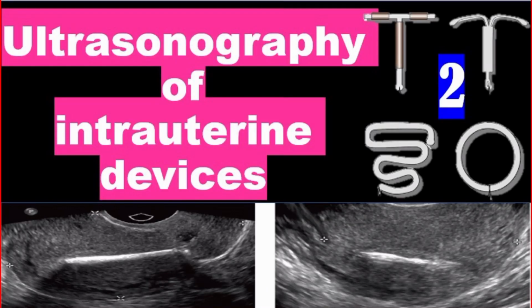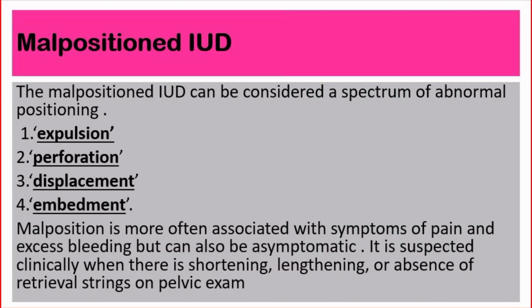Ultrasonography of intrauterine device, part 2. Malpositioned IUD. The malpositioned IUD can be considered a spectrum of abnormal positioning.